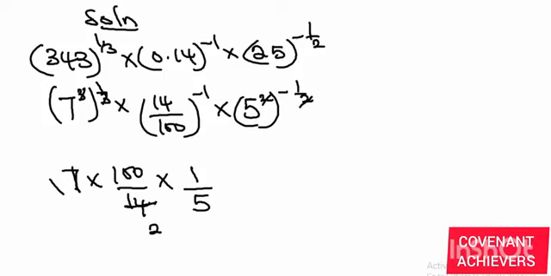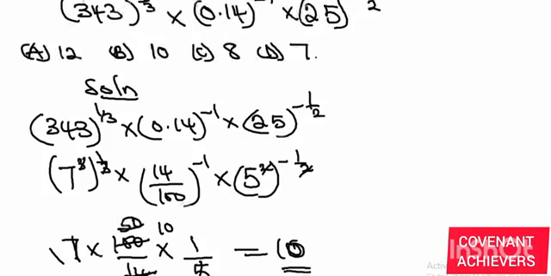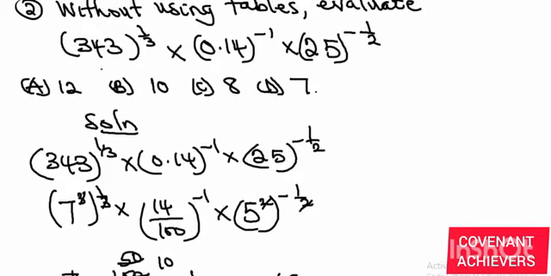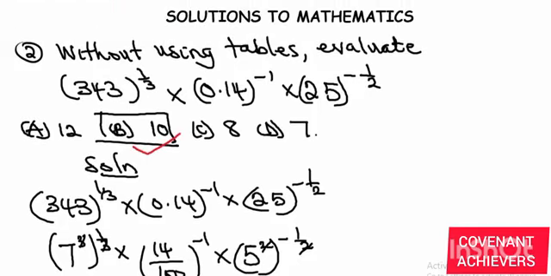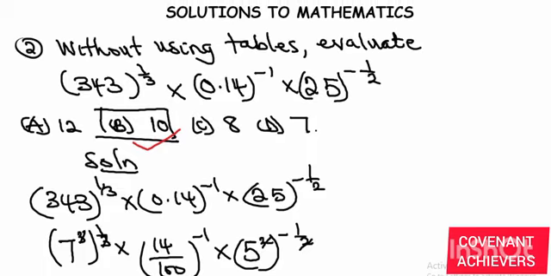So from here we could see that 7 goes into 14 twice, 2 goes into 100, giving 50, and 5 goes into 50, giving 10. So the answer is 10. Let's see if we have that in the options without using tables. That's option B, which is 10, and that's correct. You can see the way it has been solved for you in a demystified way and the easiest way. You can go through it again to have a deep understanding of it.